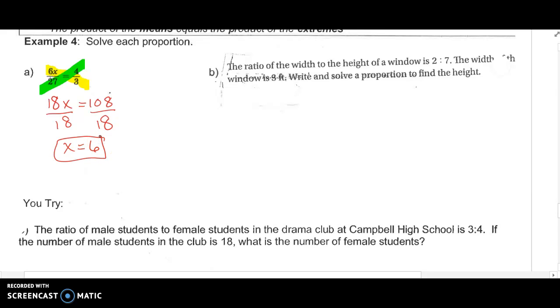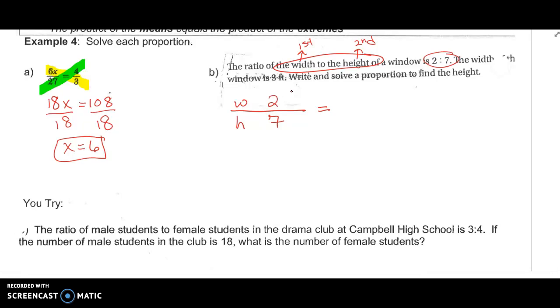The only thing that's a little bit more exciting is you get to set up the problem yourself. So the ratio of the width to the height, just like we talked about before, width comes first, so it's our numerator, height comes second, so it's our denominator. So width to height of a window is 2 to 7. So 2 goes on top, 7 goes on bottom. The width of the window is 3 feet, and solve the proportion to find the height. Okay, I think that just says the width of the window is 3 feet.